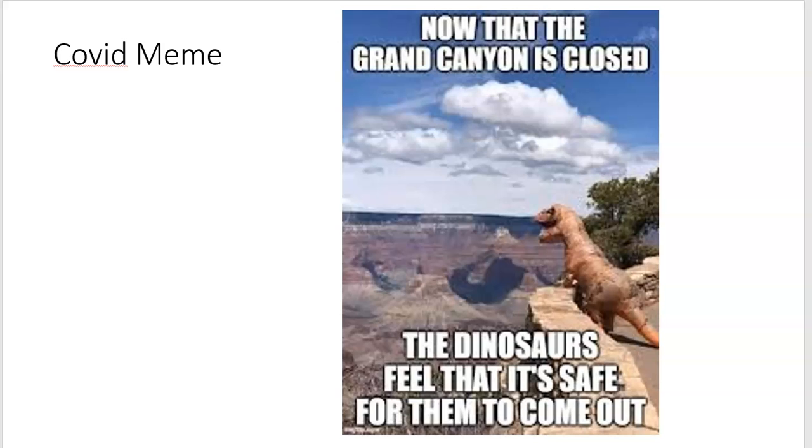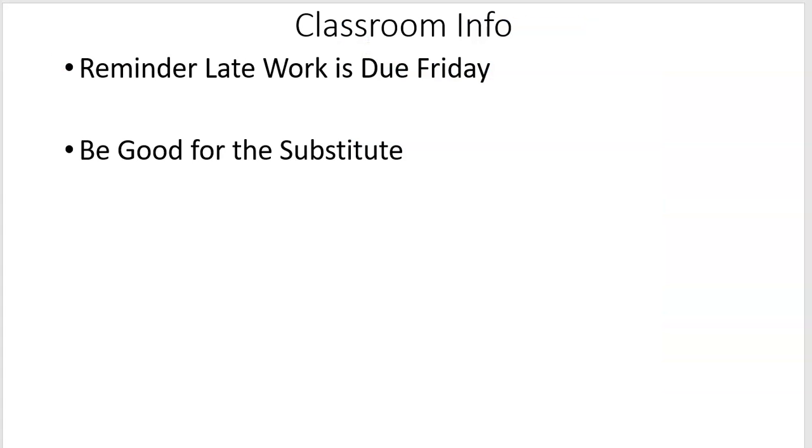Okay, our mean. Now that the Grand Canyon is closed, the dinosaurs felt like it's safe for them to come out. The dinosaur hanging out the Grand Canyon with me.